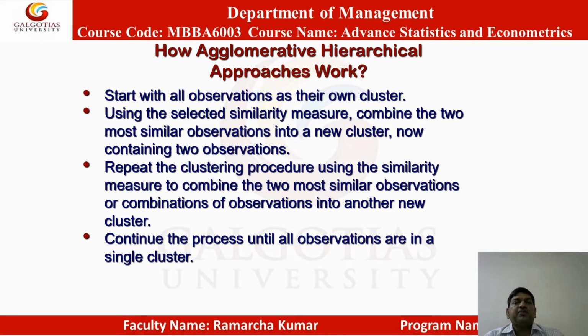How the agglomerative hierarchical approach works: start with all observations as their own cluster. Using the selected similarity measure, combine the two most similar observations into a new cluster, now containing two observations. Repeat the clustering procedure using the similarity measure to combine the two most similar observations or combinations of observations into another new cluster. Continue the process until all observations are in a single cluster.